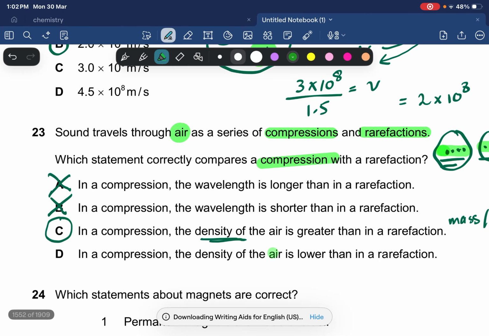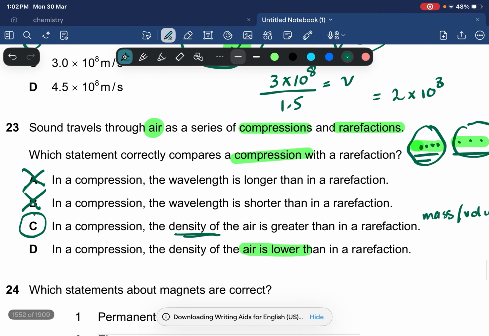In a compression, the density of air is lower. No, in a rarefaction, the density of air is lower. In a rarefaction, the density of air is lower.